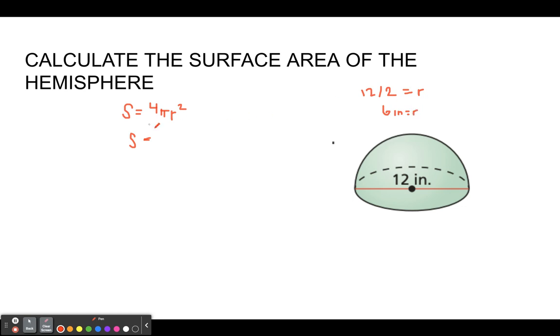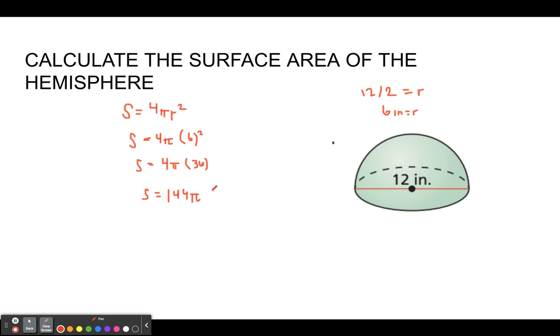Now that I know my radius, I can plug it into my equation for surface area. So we have 4 times pi times 6 squared, and that's going to give me 4 times pi times 36, and that's going to give me 36 times 4 is 144 pi.